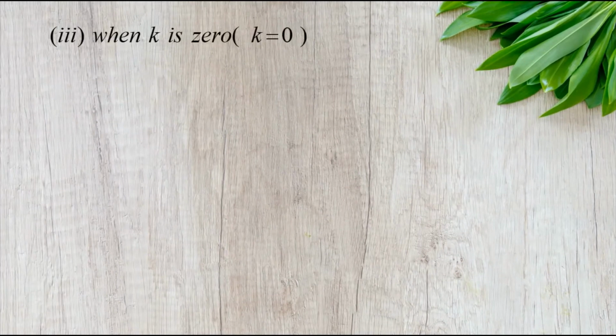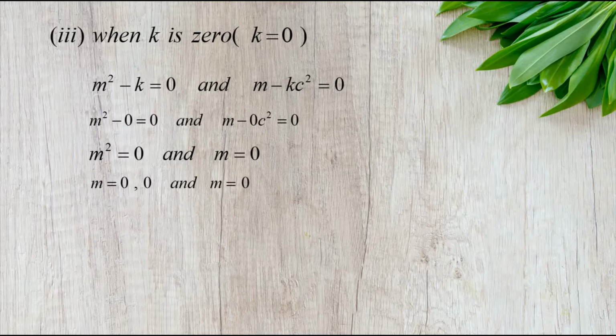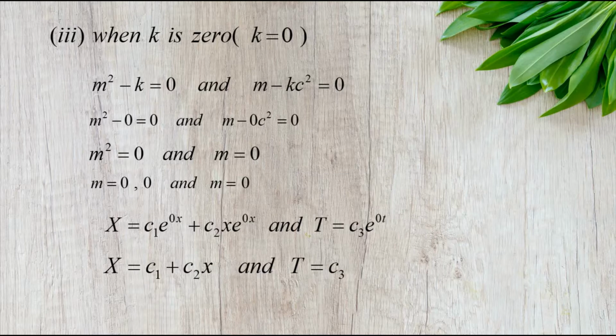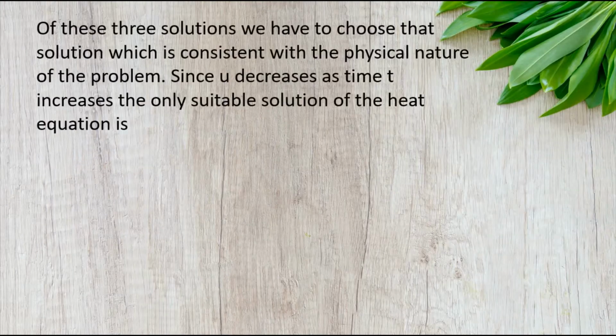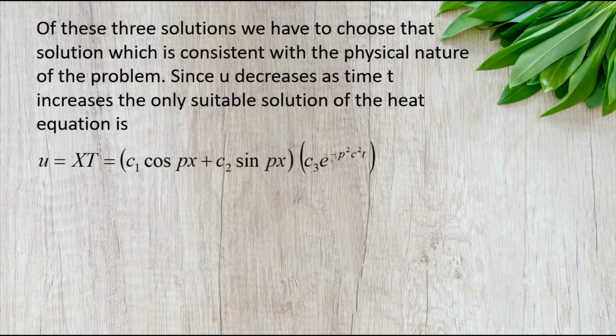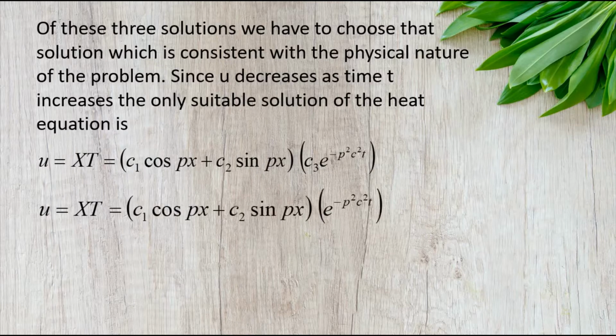Now similarly, consider when k is 0, you get the roots as 0, 0 and m = 0. So we can write capital X and capital T. This is how we get. But here it is not depending on the variable t. And we know that the temperature function depends on both x and the time variable t. So this also cannot be the solution of the heat equation. Thus, we can finally conclude that u = X·T, that is case 2, is the solution of heat equation.